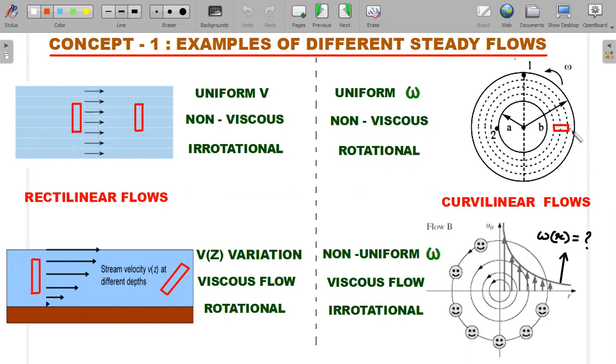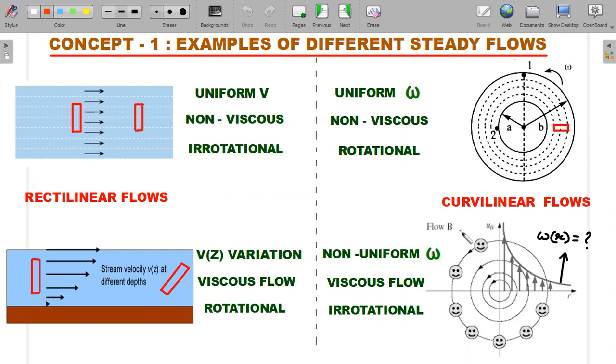The reason is very simple. If I were to place a toothpick here, over a period of time, the toothpick always tries to point towards the center. That means you could see it is directing itself in different directions at different positions. That means it is rotating. So it's a rotational flow.